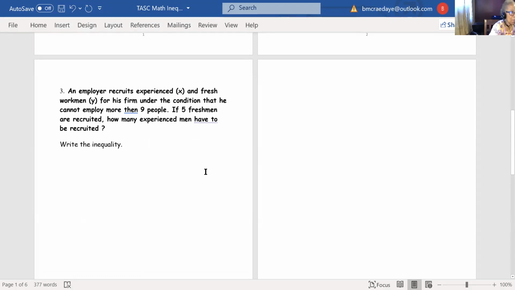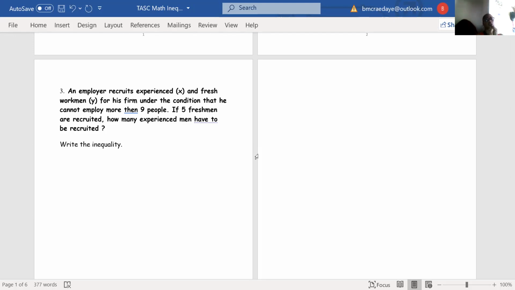Vanessa, read number 3. An employer recruits experienced X and fresh workman Y for his firm under the condition he cannot employ more than 9 people. If 5 freshmen are recruited, how many experienced men have to be recruited? Write the inequality. So what would the inequality look like? Experience is X and freshman is Y, right? Right.